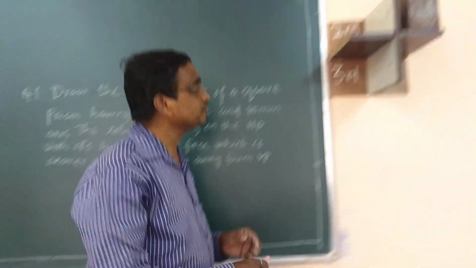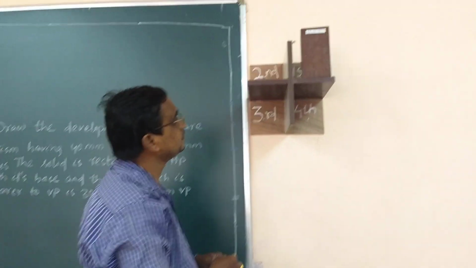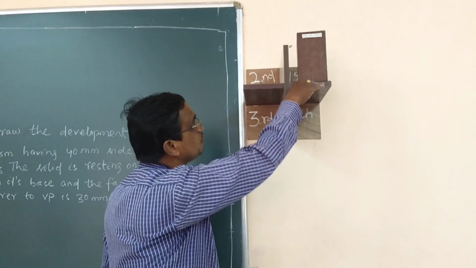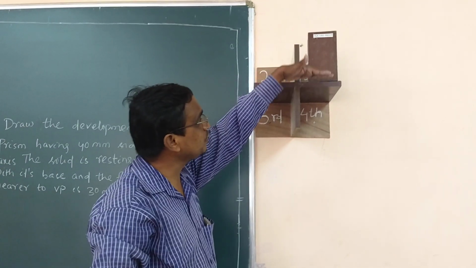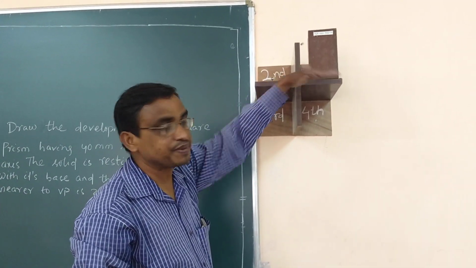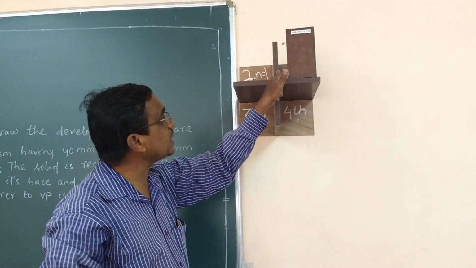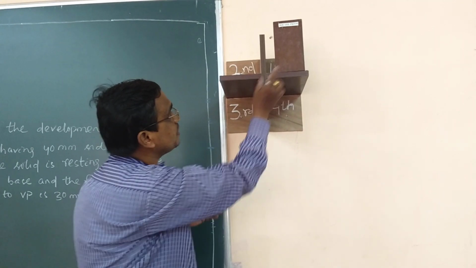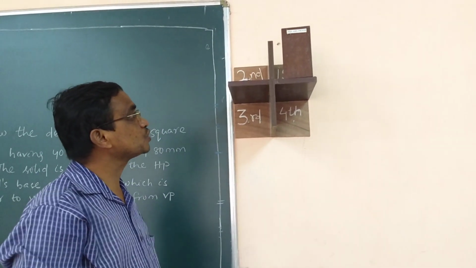Just mark the position of the square prism. It is resting on the HP with its base. Two bases, this is base 1 and base 2. With its base, it is resting on the HP. And the face which is nearer to VP is 30 mm away from VP. This gap is 30 mm. And this is the position of the square prism.